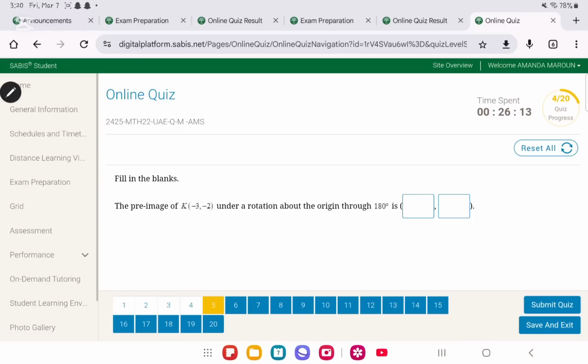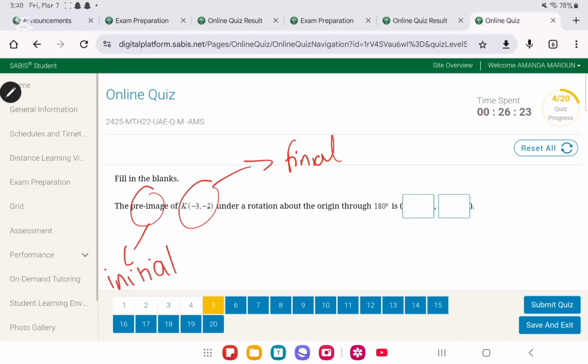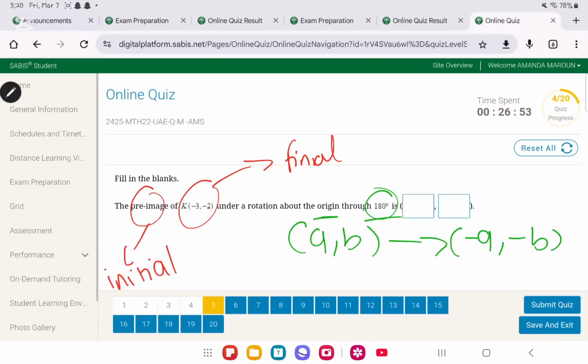They said the pre-image, meaning they also need the initial image of K(-3, -2). This is the final image under a rotation about the origin through 180 degrees. For a 180 degree rotation, it does not matter clockwise or counterclockwise, it's going to be the same. Remember, 180 degrees, clockwise or counterclockwise, is the same no matter what. It is going to change the point from (A, B) into (-A, -B). They gave us the final image, K(-3, -2), and they need us to find the original image, which is the pre-image.